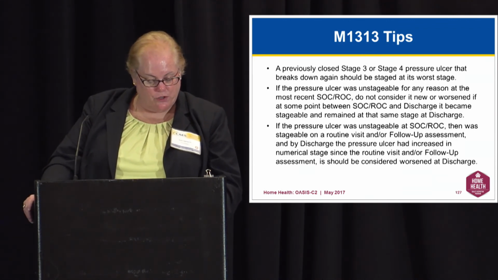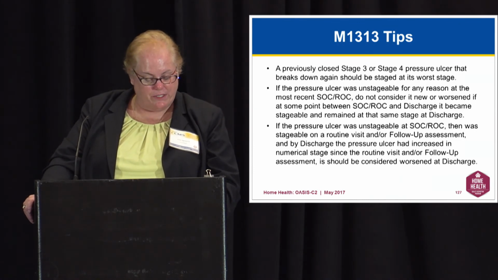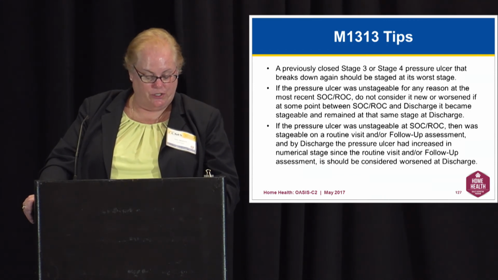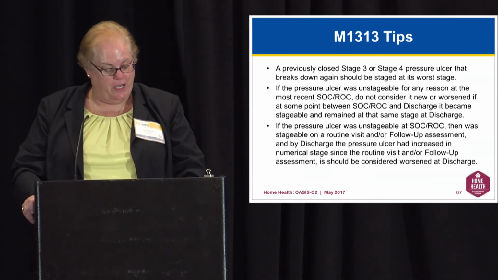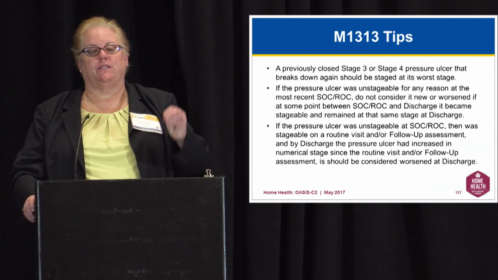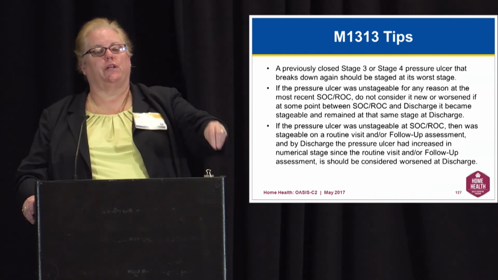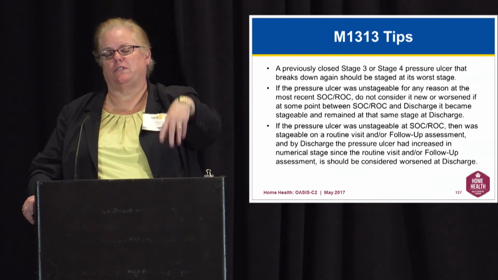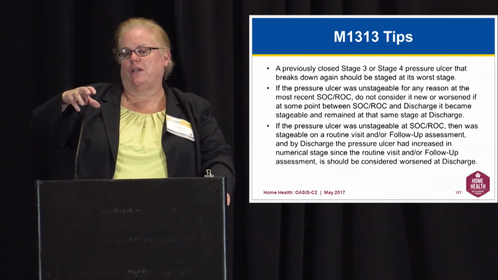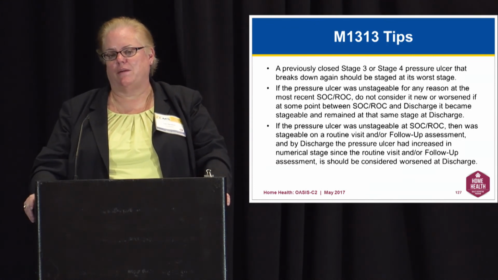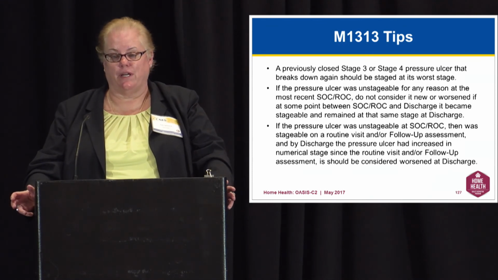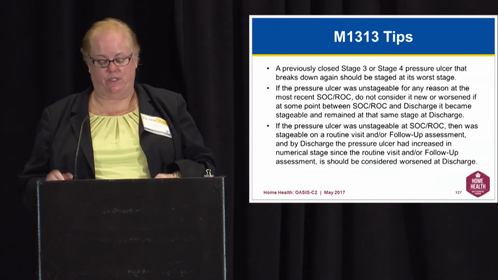So if a pressure ulcer was unstageable at the SOC/ROC, then was stageable on a routine visit or follow-up assessment, and by discharge the pressure ulcer has increased in numeric stage since the routine visit or follow-up assessment, it should be considered worsened. So same example: I couldn't assess it initially, it had that dressing on it, I couldn't take it off. I take the dressing off, it's a stage 3, I continue to monitor it, and then by the time it discharges, it's a stage 4, it's considered worsened. That makes sense, right? Because it was a stage 3, now it's a stage 4.